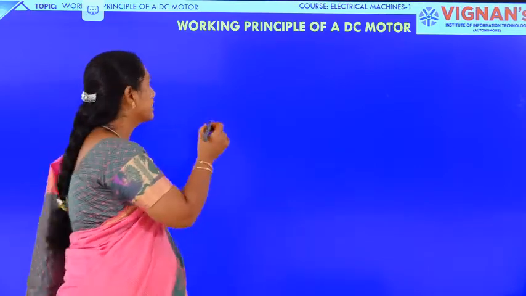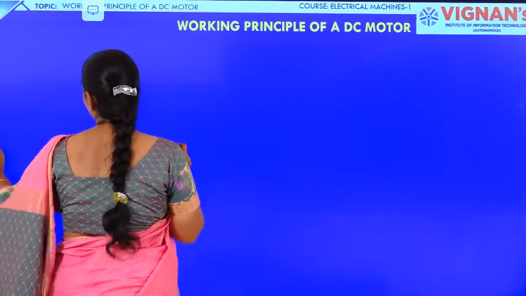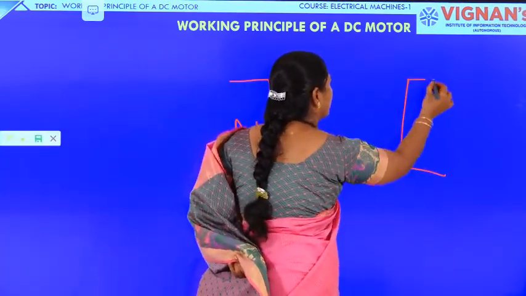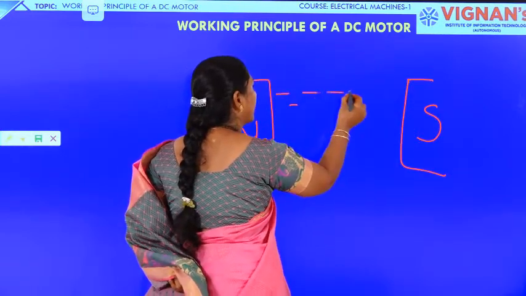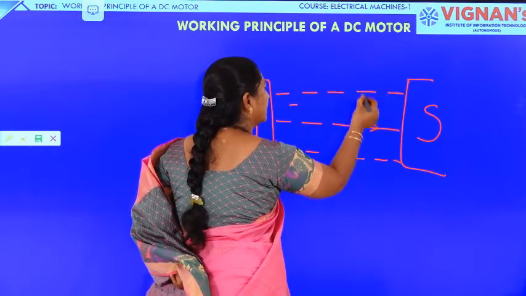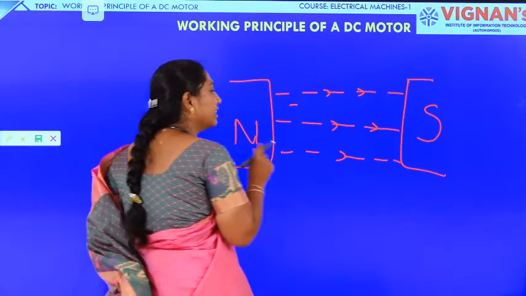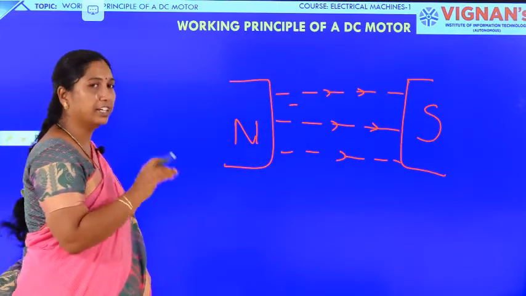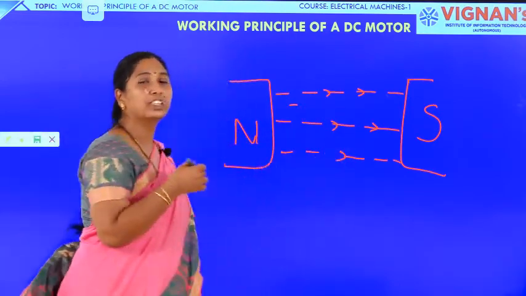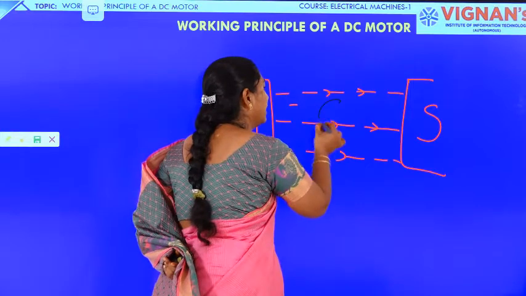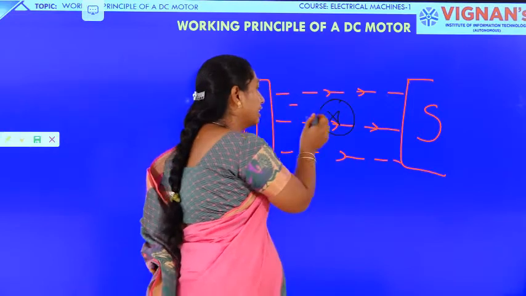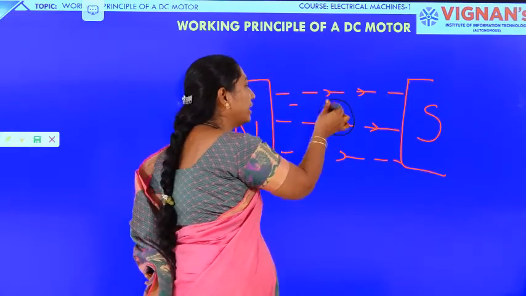For this, let us consider two field poles, north pole and south pole. We know that the direction of the magnetic field will be from north pole to south pole in this direction. In this magnetic field, we place a conductor at 90 degrees. Let us assume that the conductor is carrying a current which is into the plane of the board.